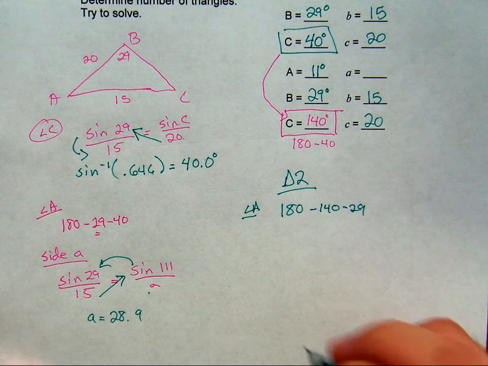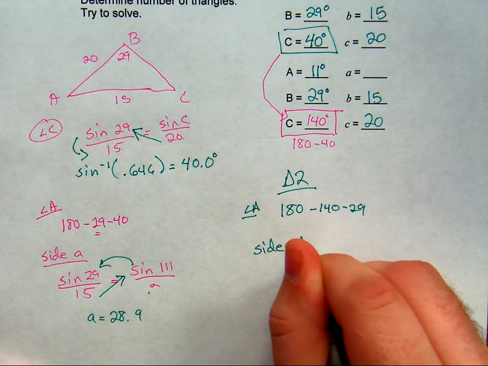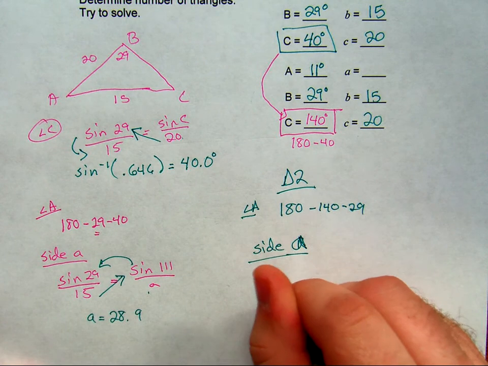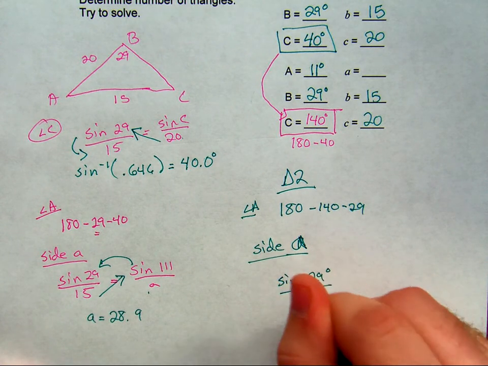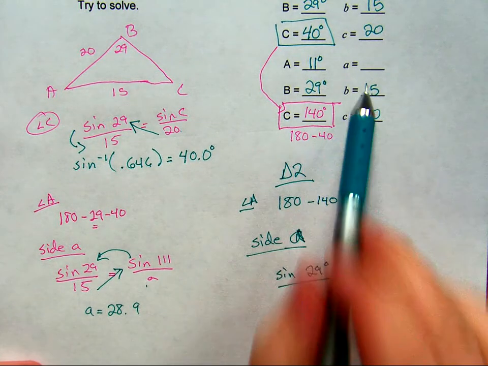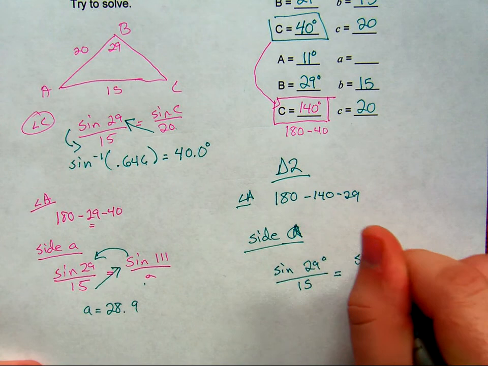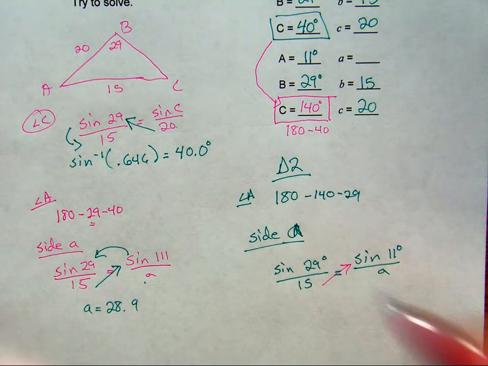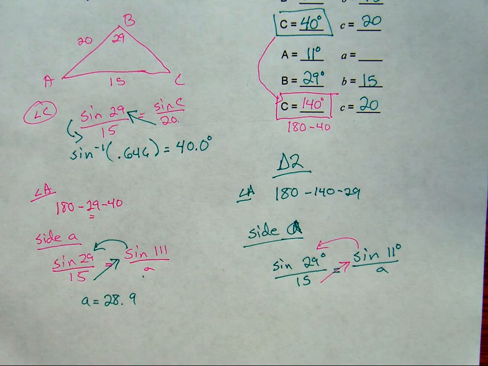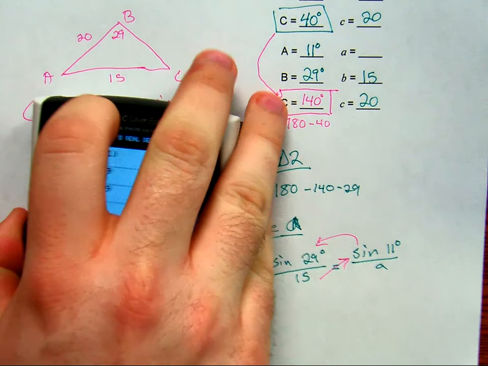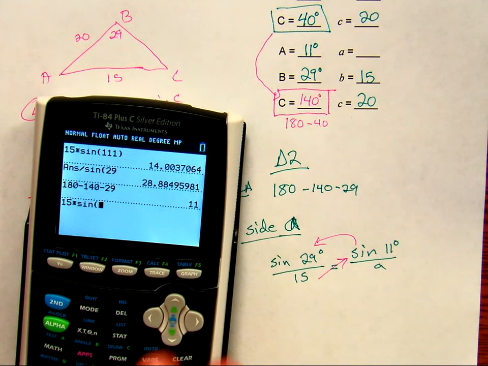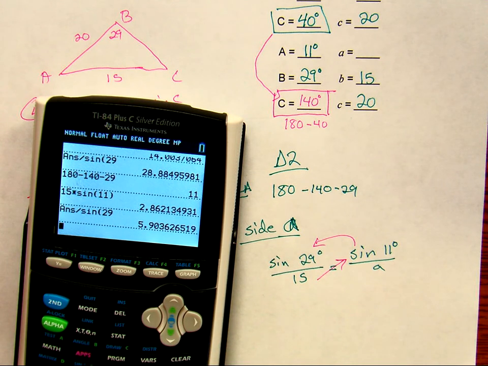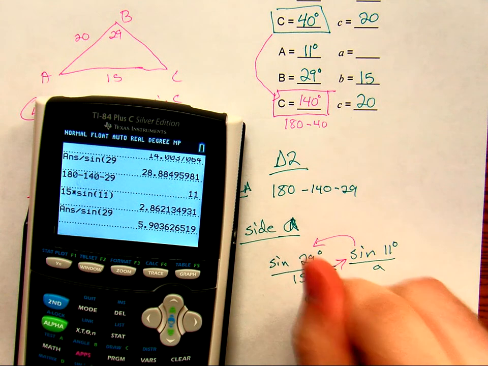And then to do side A, oops, little a. Make sure you use the information from triangle 2. So sine of 29 degrees over its corresponding side of 15. That was the B information. And then I have to use sine A and look for side A. Multiply those two, divide by sine of 29. 15 times sine of 11, and divide that by sine of 29. Looks like I forgot to use my alpha y equals. Please do that yourself. 5.9.